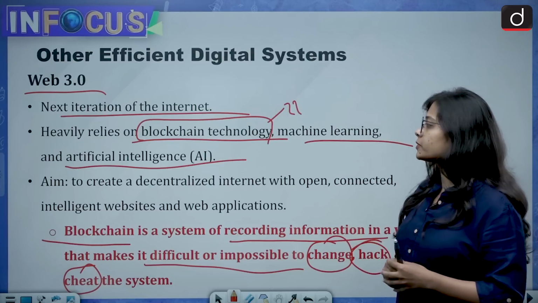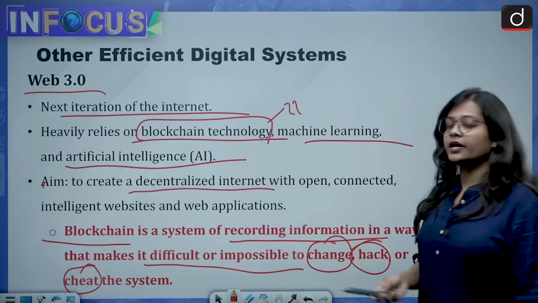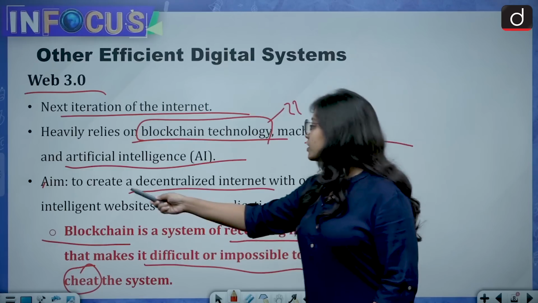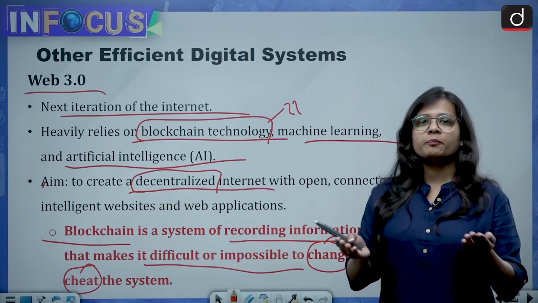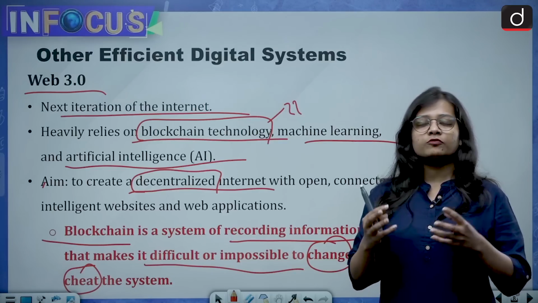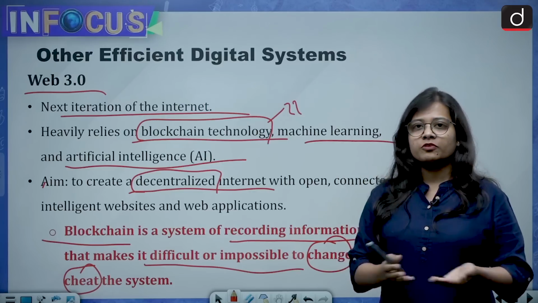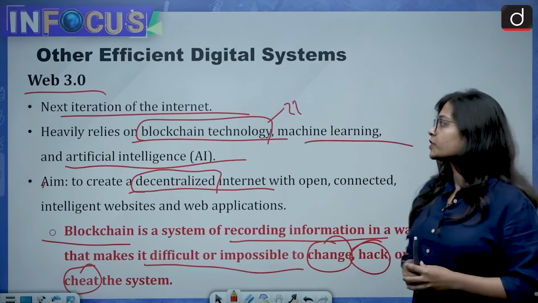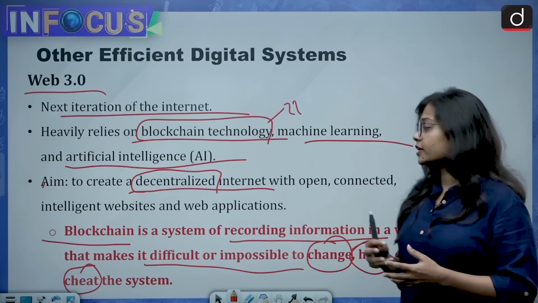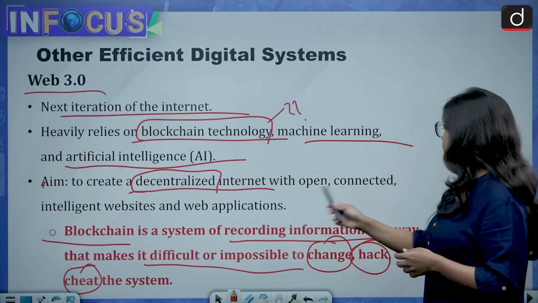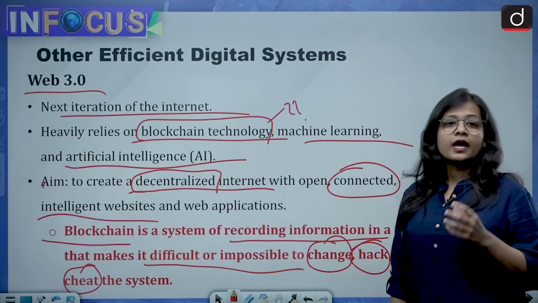Then what is the aim of Web 3.0? Its aim is to create a decentralized internet. What is the meaning of the word decentralized? It is a web which will be of the people, it is not that it will be maintained by only a few people. There will not be a few people at the top and everyone else at the bottom. No, Web 3.0 wants to create a decentralized internet with open, connected, and intelligent websites and web applications.